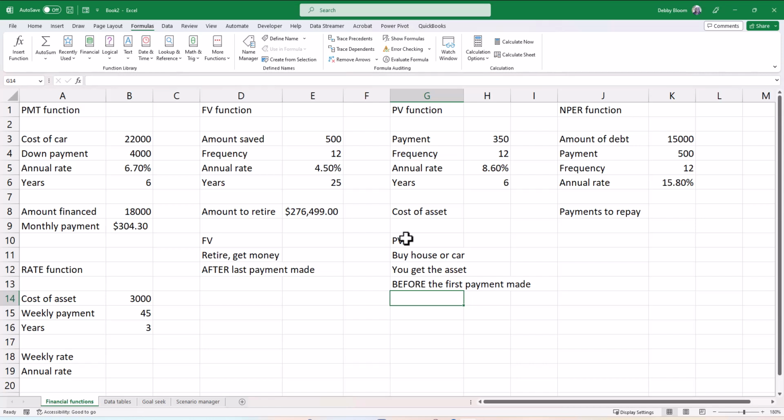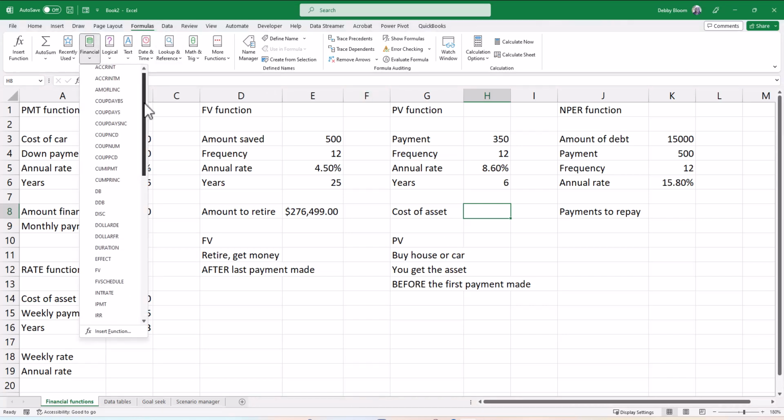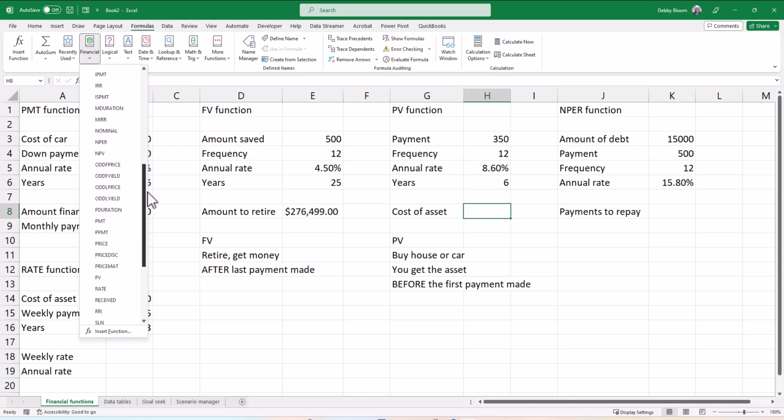I know that they can be confusing. Now you're going to see that basically these financial functions are very similar. They're going to ask for rate, nper, some kind of payment, present or future value. So as long as you know how to model it, you can get the correct inputs. So formulas, financial, and this time I'm going to use PV.